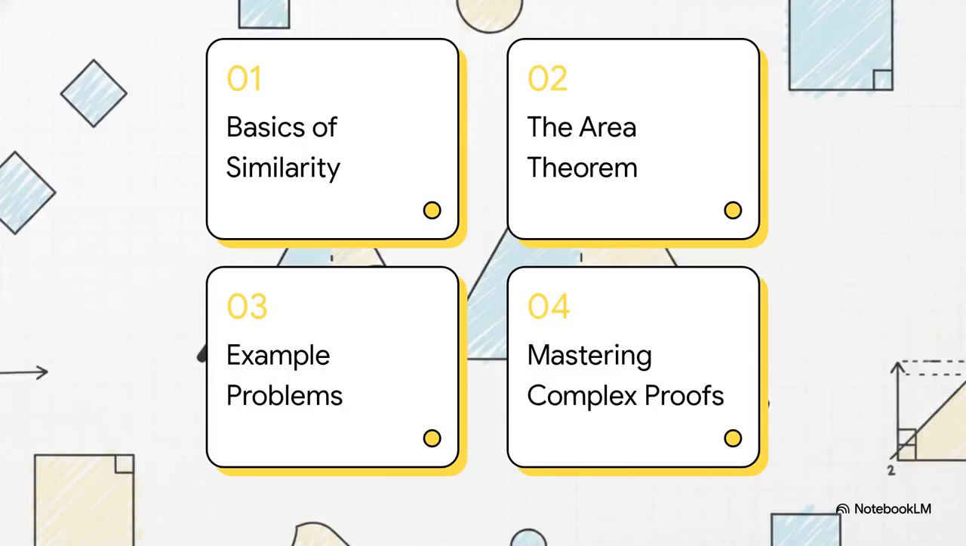Hello students, welcome to today's Explainer. Today we are going to be covering 4 main topics. We'll start with the basics of similar triangles, move on to the area theorem, then tackle solving example problems, and finally wrap up with mastering complex proofs. Let's get right into it.